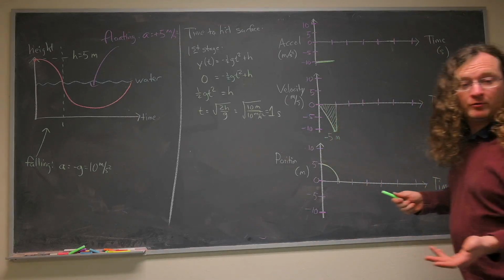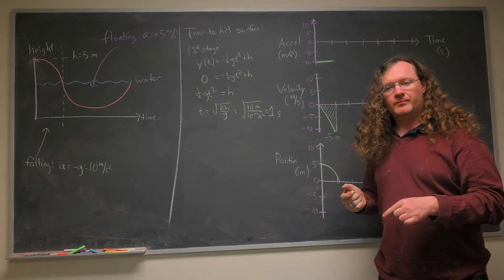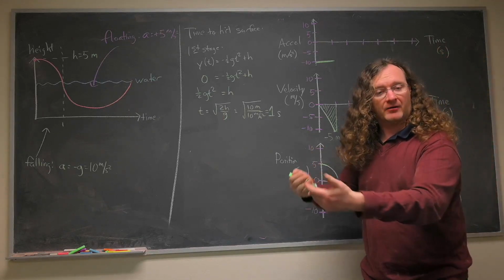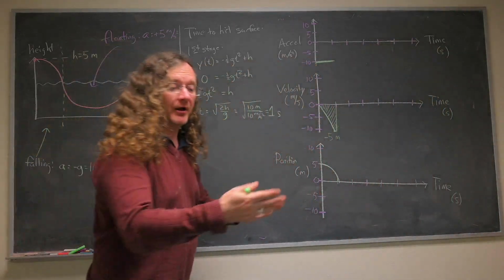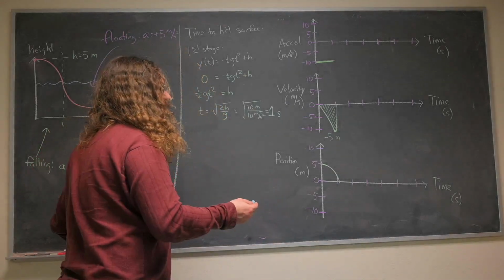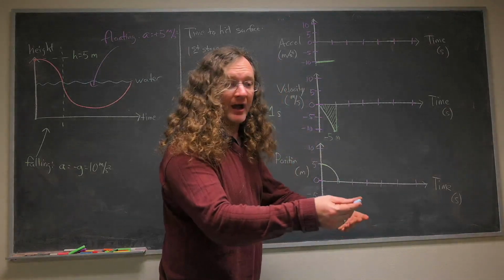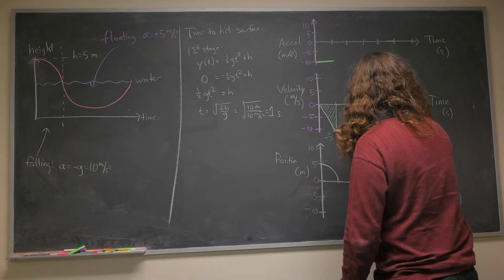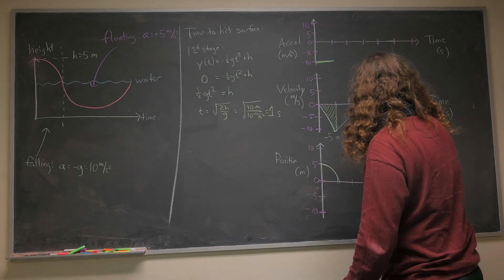Now, we have to rise back to the surface, right? But we know that the slope rising back to the surface is only half as much, right? An acceleration of plus 5 meters per second squared. So that means that my velocity versus time graph on the way back up only goes half as fast. So now that means it's going to take 2 seconds to get back to 0.